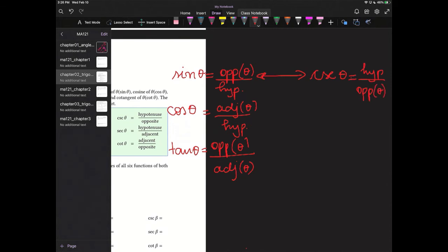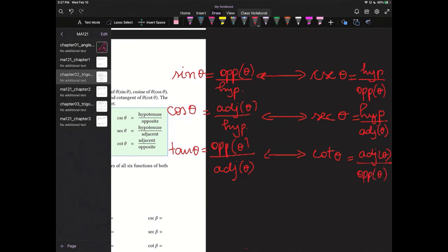We also have the reciprocal of cosine. So the reciprocal of cosine is secant. So the secant abbreviation is sec. And that is hypotenuse over adjacent side. Finally, if we flip the tangent fraction, we have adjacent over opposite, and that is cotangent, so cot for short. So we have adjacent of the angle divided by the opposite of the angle.